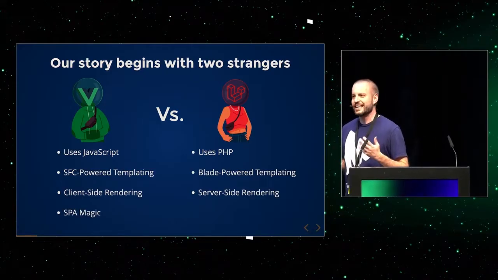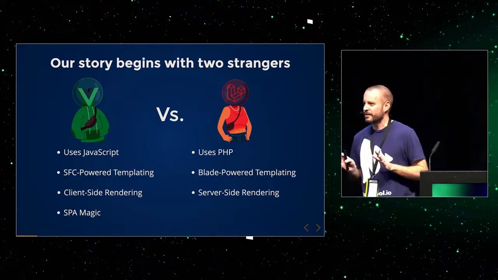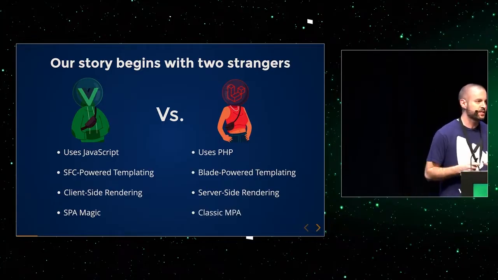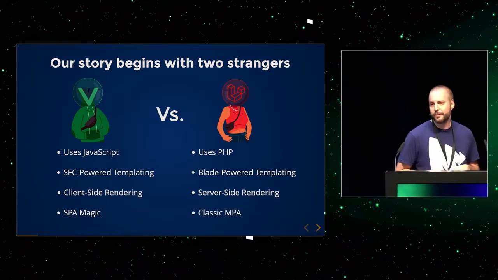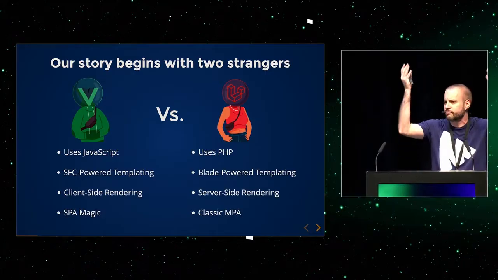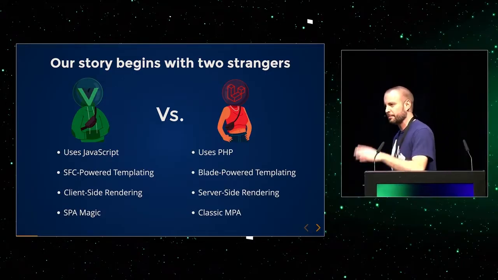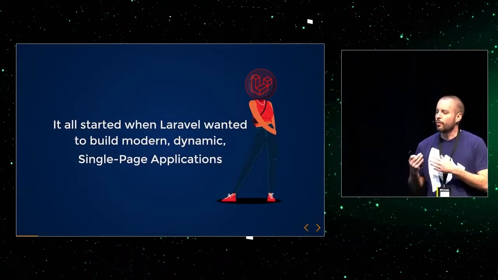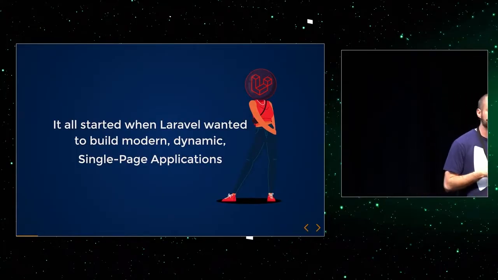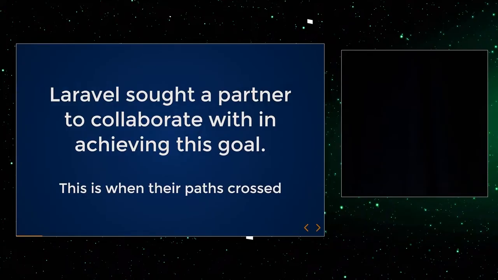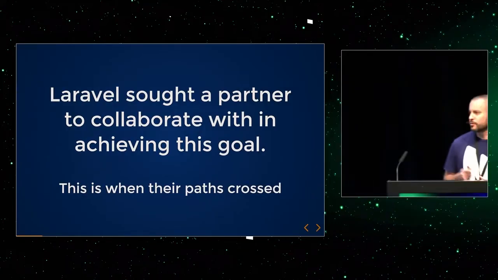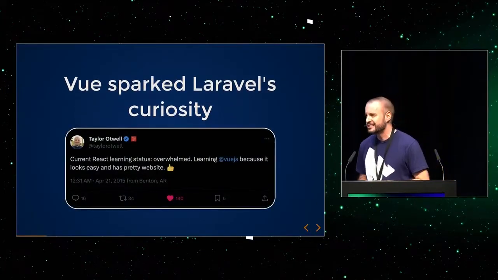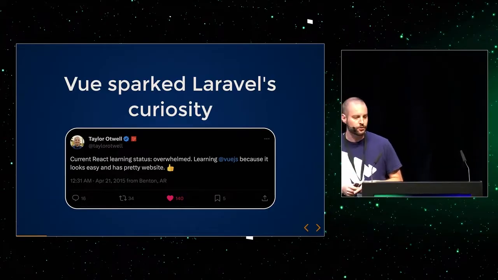With Vue, we get this nice SPA magic, though. And this is kind of what Laravel was after in this relationship. Because Laravel has a classic multi-page application architecture. That means every time you visit a new page, you're having to re-download basically everything, from navigation to page to footer to all the things, right? So it all started when Laravel wanted to build more dynamic and modern single-page applications. Therefore, Laravel sought to partner with Vue in order to achieve its goal, and this is when their paths crossed back in 2015.